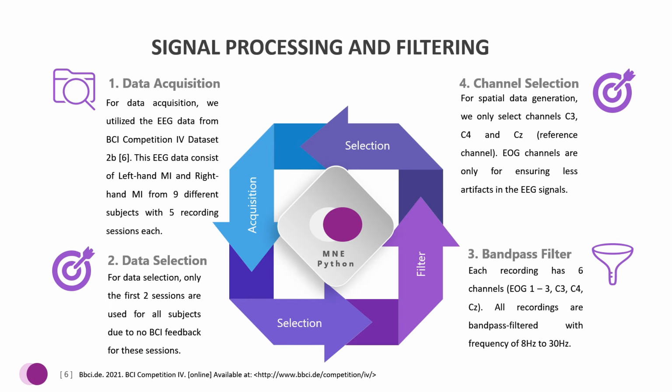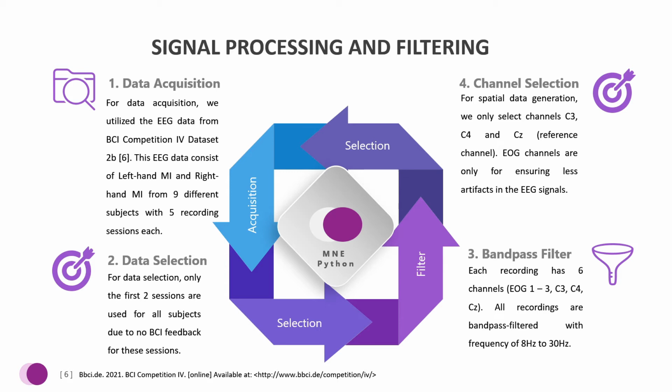For signal processing and filtering, we first acquire the data from BCI Competition 4 dataset 2B. This EEG data consists of left-hand MI and right-hand MI from 9 different subjects with 5 recording sessions each. Then, we select only the first 2 sessions for all subjects because these sessions do not have the BCI feedback.